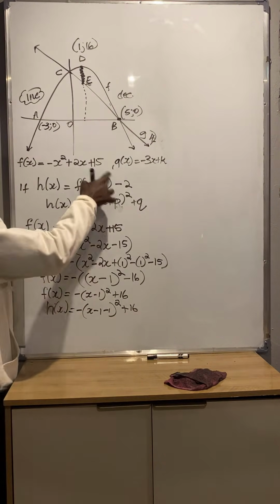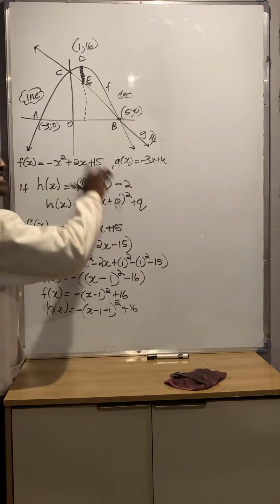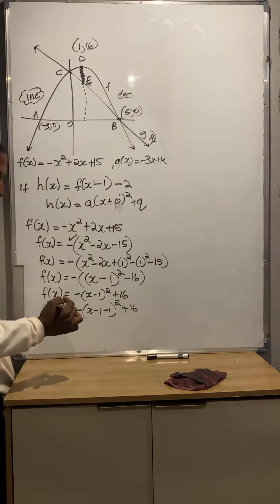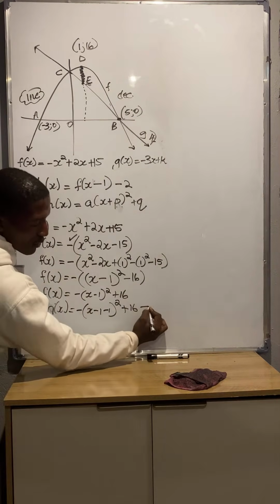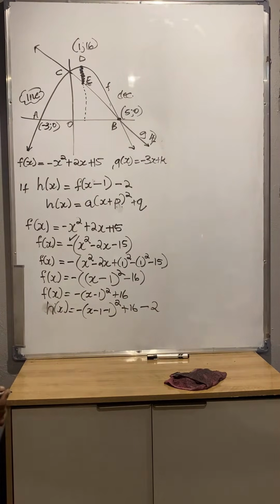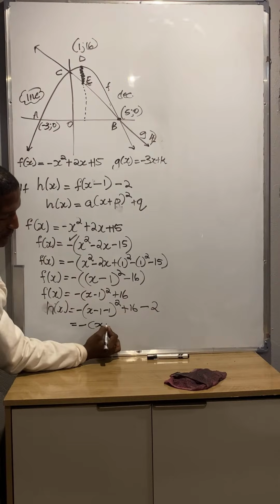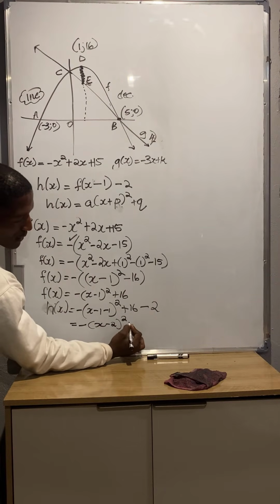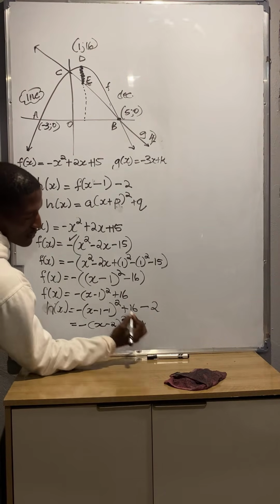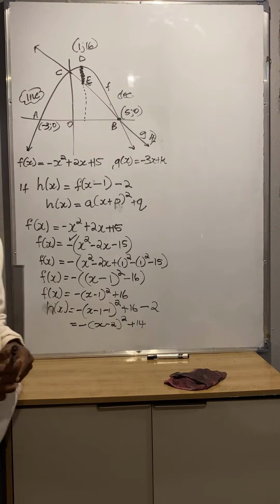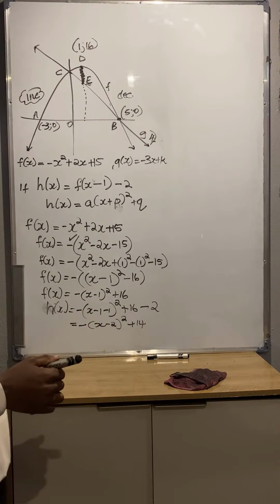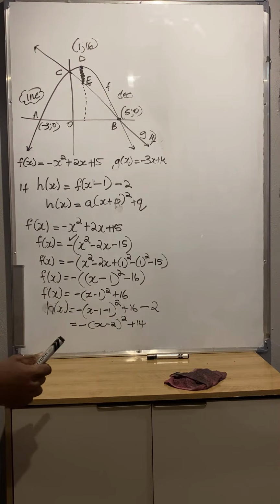Then what we do on the side is minus by what? Minus by 2. So that means on this side I'm going to minus by what? By 2. And therefore my equation is going to be negative open bracket x minus 2 squared plus 14. And that will be your final answer of h. h(x) will therefore be minus open bracket x minus 2 squared plus 14.